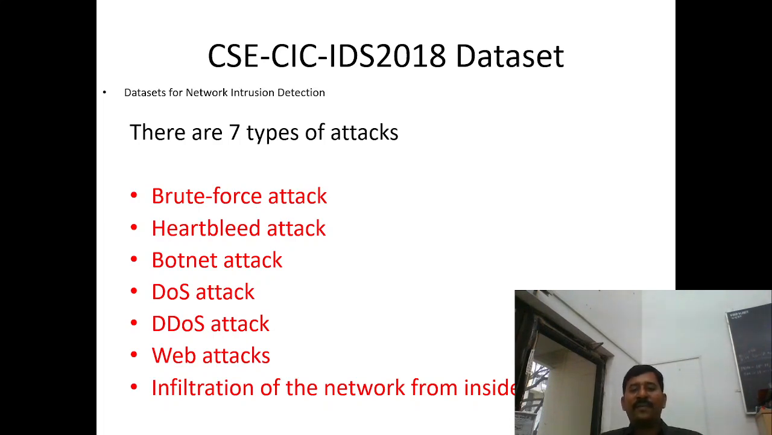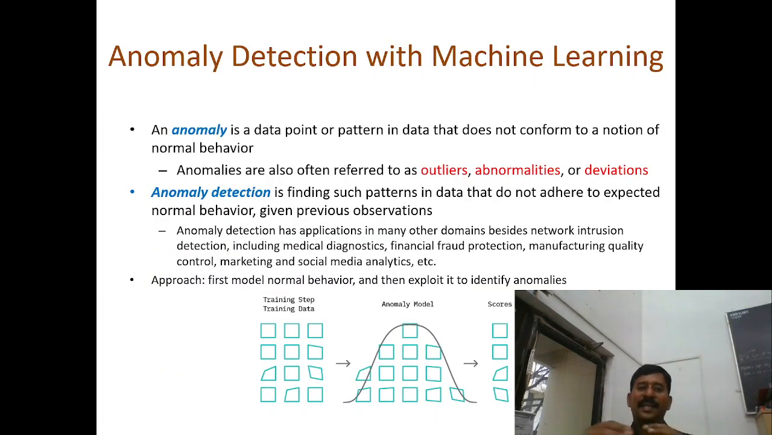Last one, infiltration of the network from inside attack. It is a vulnerable application. For example, if you take any PDF reader that's sent via a malicious email attachment, and if it is exploited, it is followed by an IP sweep, full port scan, and service enumerations. So these are the basic 7 types of attacks which are described here in the case of the CSE-CIC-IDS 2018 data set.